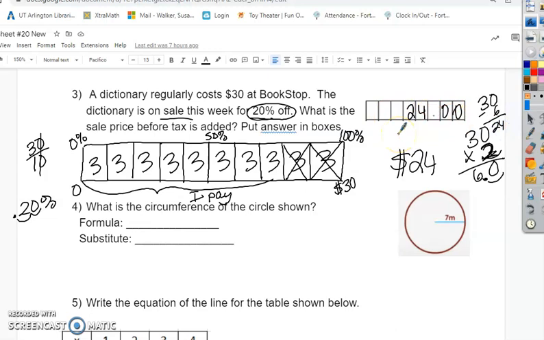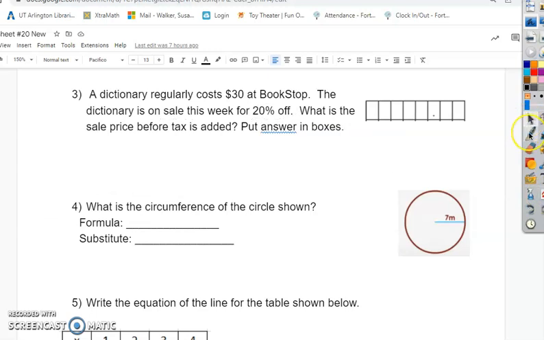Okay, number 4. You are going to do number 4. Use your formula chart. And remember to label this. Right now, if you're listening, label this either R or D, radius or diameter. You are responsible for that one.